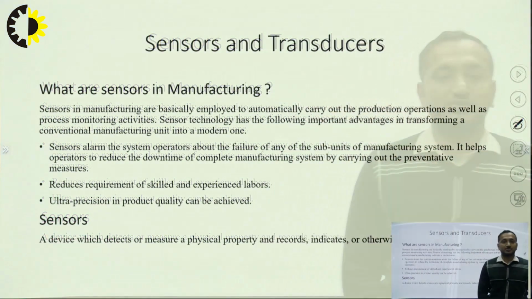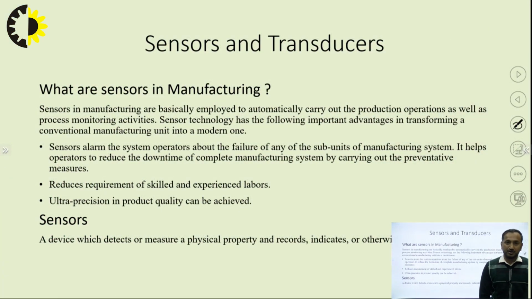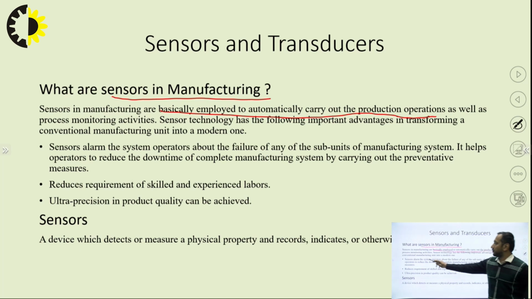So as this is an engineering based, industry based subject, we will be dealing with sensors in terms of manufacturing and what types of sensors are used in industries. Sensors in industries or in the manufacturing sector are basically employed to automatically carry out production operations as well as process monitoring activities. For example, in automobile industries, many industries are now switching to robotics, and robots are used for different applications, like welding, pick and place operation, spray painting, deburring. On these different types of robots, sensors are mounted.